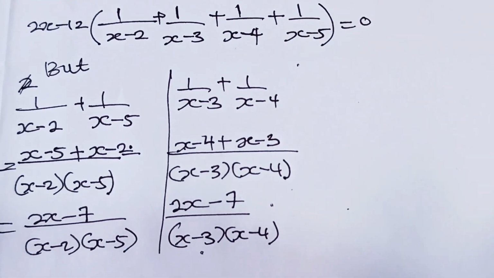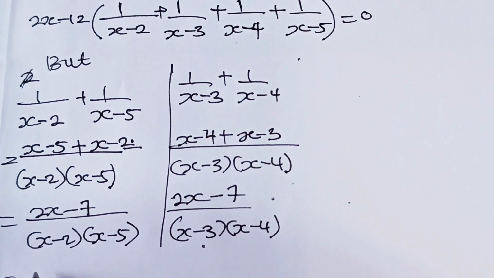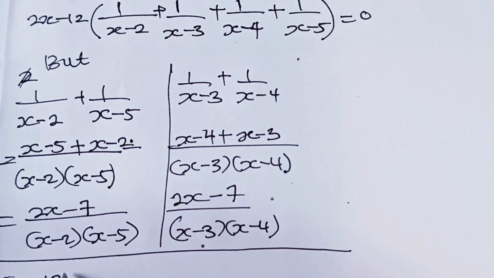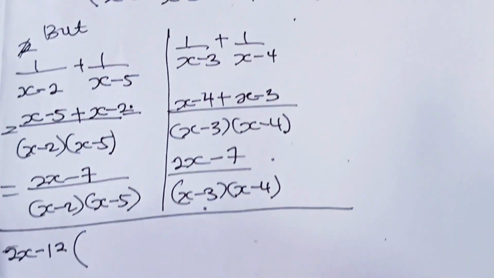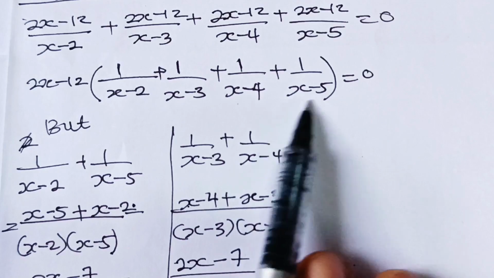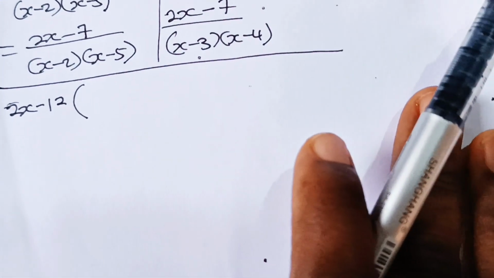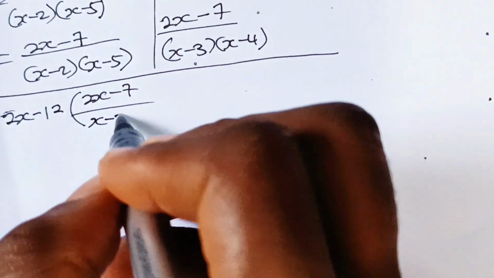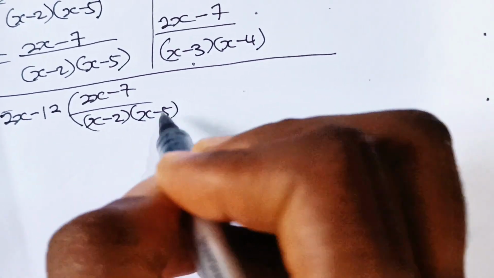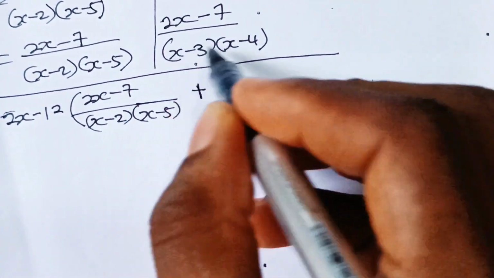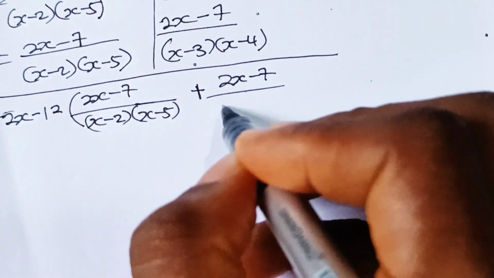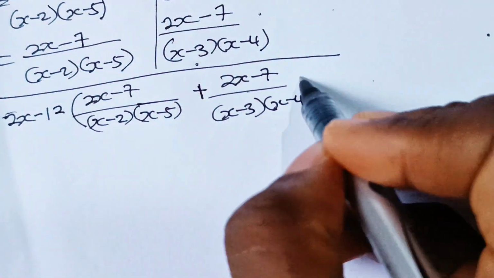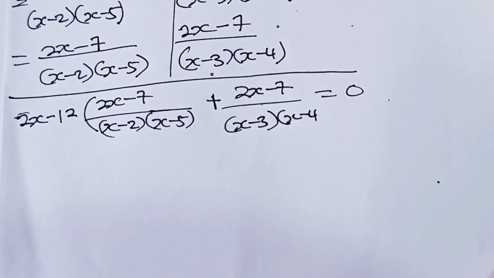So what we now have is 2x minus 12, open bracket. So we are going to add this to this because it's everything we have here, right? So we are going to write both of them. So 2x minus 7 divided by x minus 2 bracket x minus 5, plus, then this one, 2x minus 7 divided by x minus 3 bracket x minus 4. You know, I promise you to make you understand this, and I think I'm doing justice to that, right?